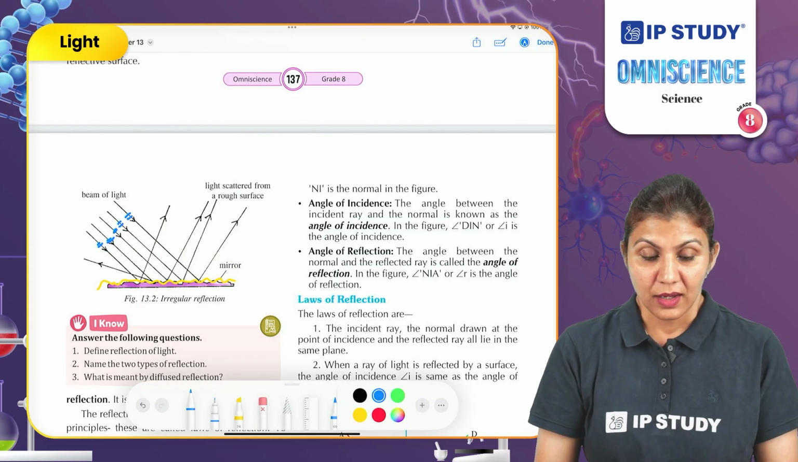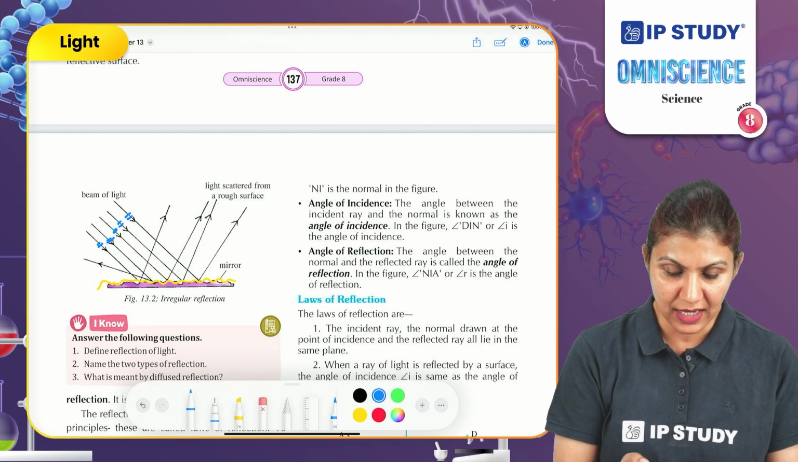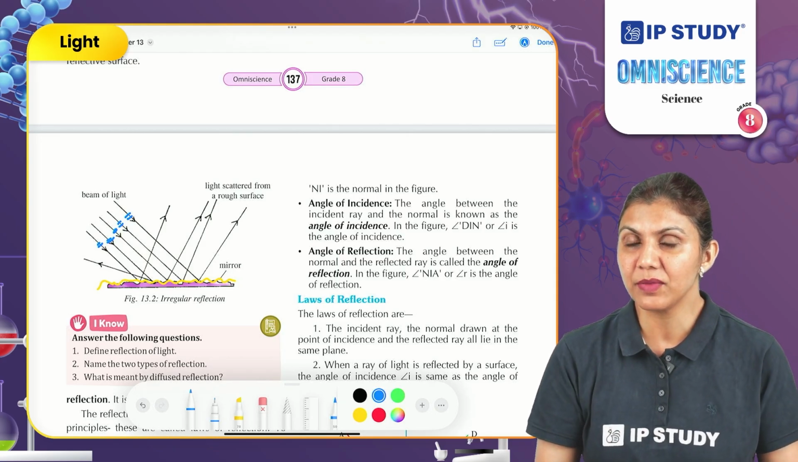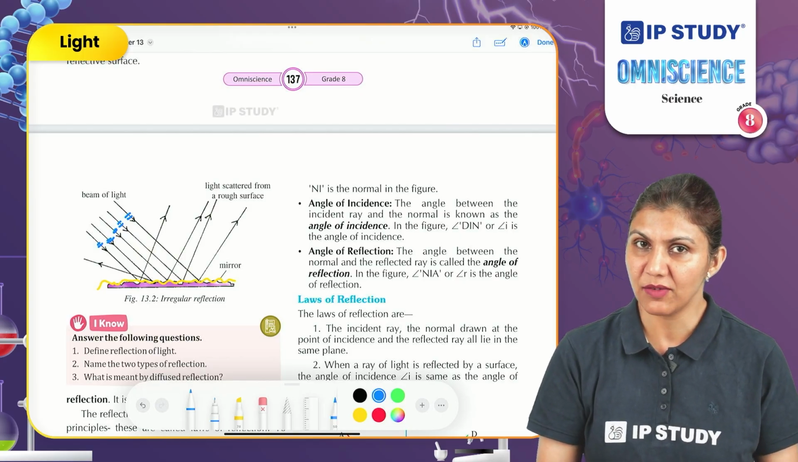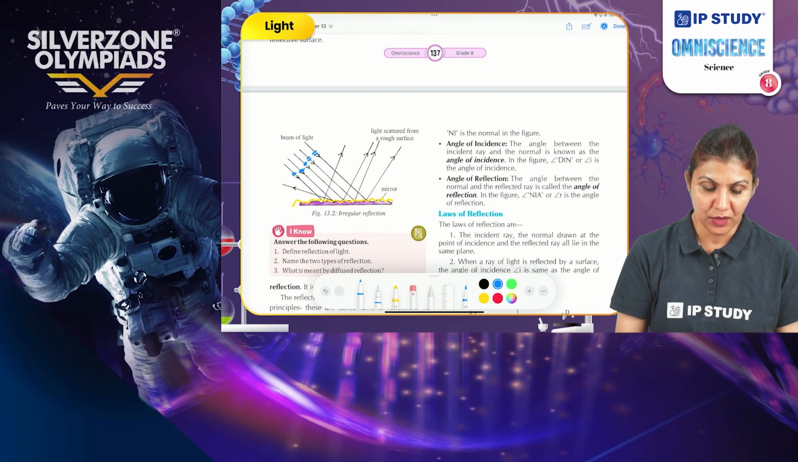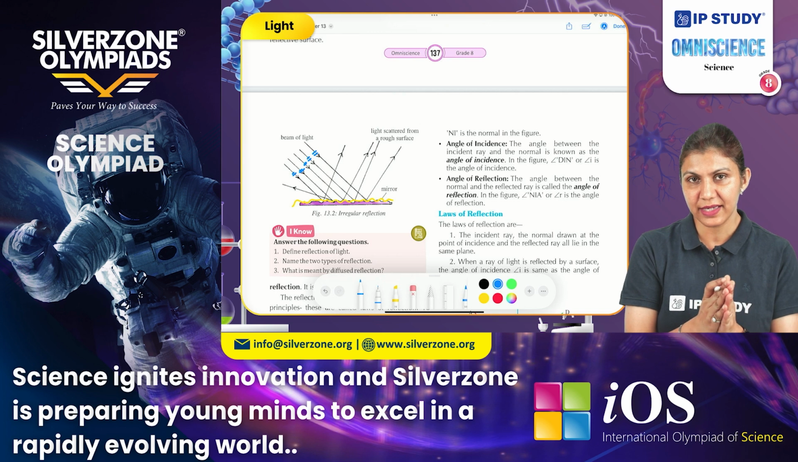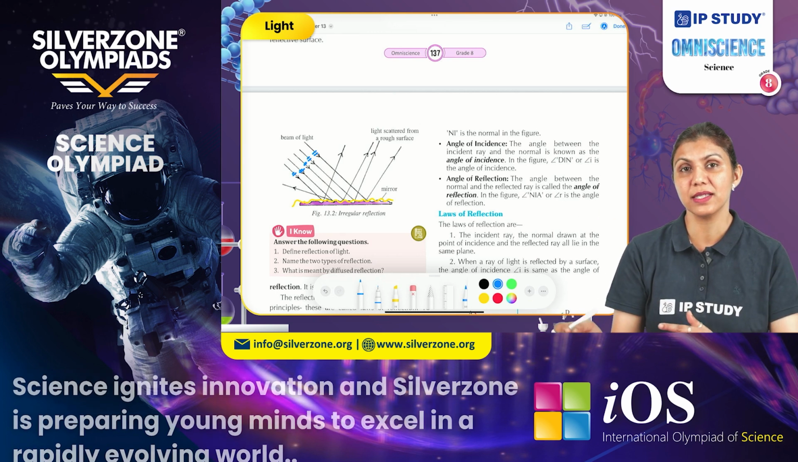Fine. What is happening after interacting with the rough surface? As the surface is not smooth, every light ray is not making the same incident angle on the surface. It is not interacting in the same manner. So what happens after interaction with the rough surface? All the light rays scatter in different directions. These are not going in the same directions.